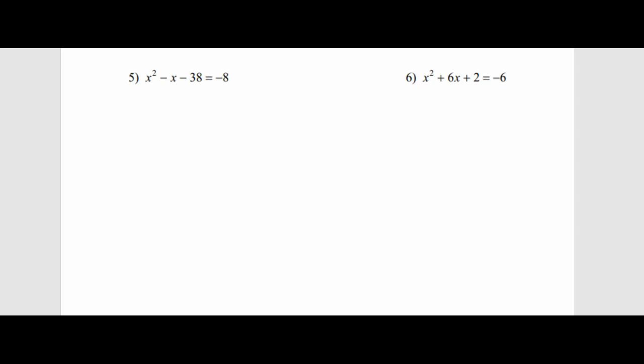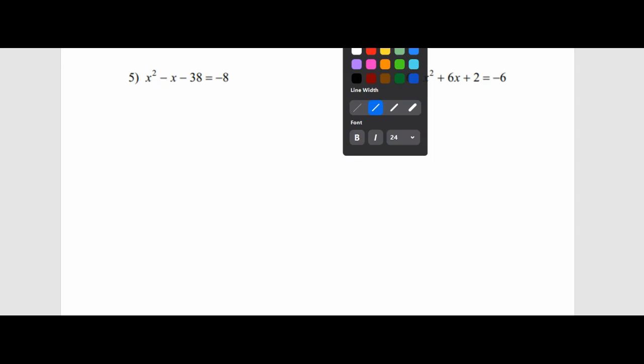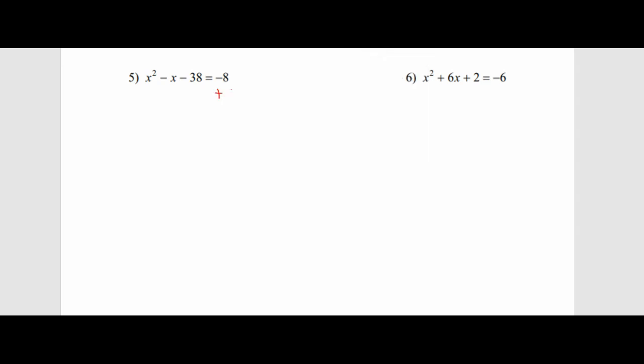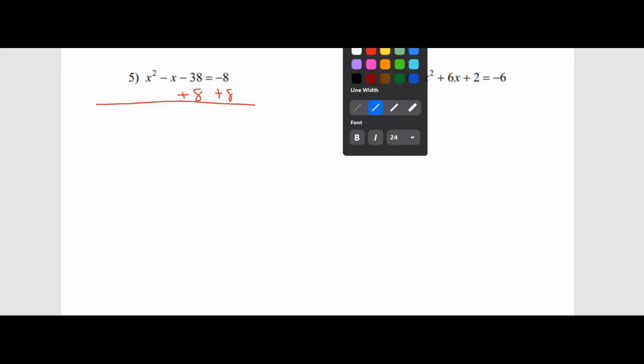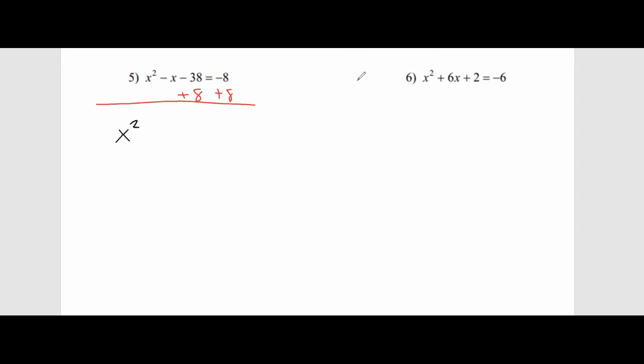All right, so to set this equal to 0, I need to move the negative 8. Right? Well, to do that, I've got to add it to both sides. So that's going to give me x squared minus x minus 30 is equal to 0. Now I'm ready to use a factoring method. In this case, 3 terms, it's a trinomial.